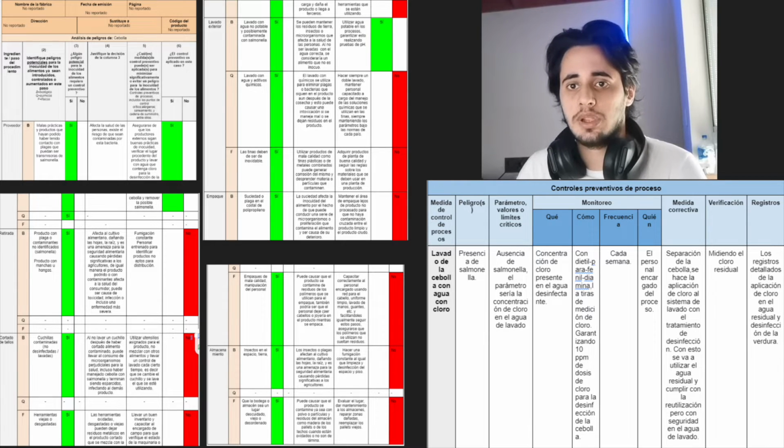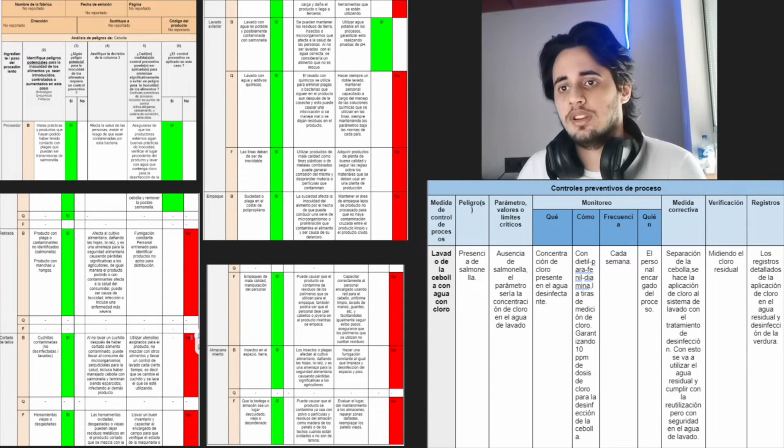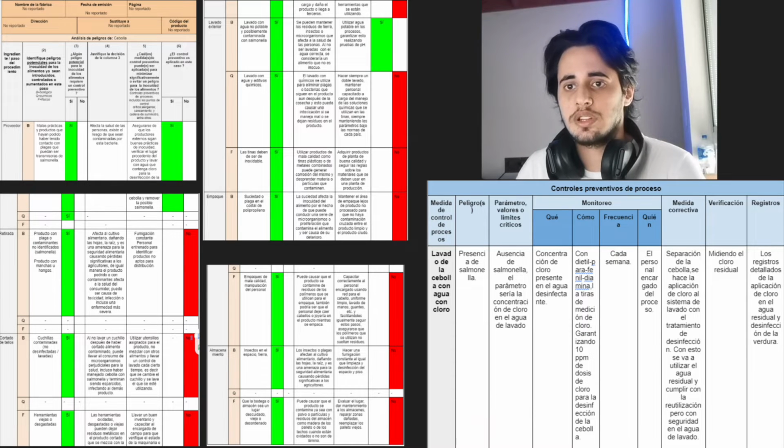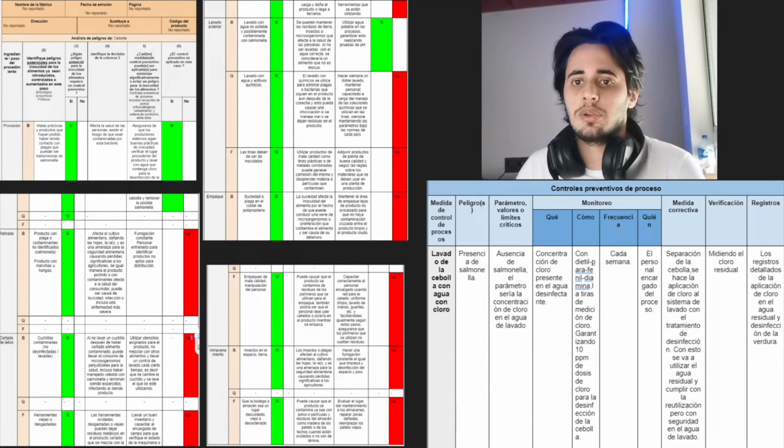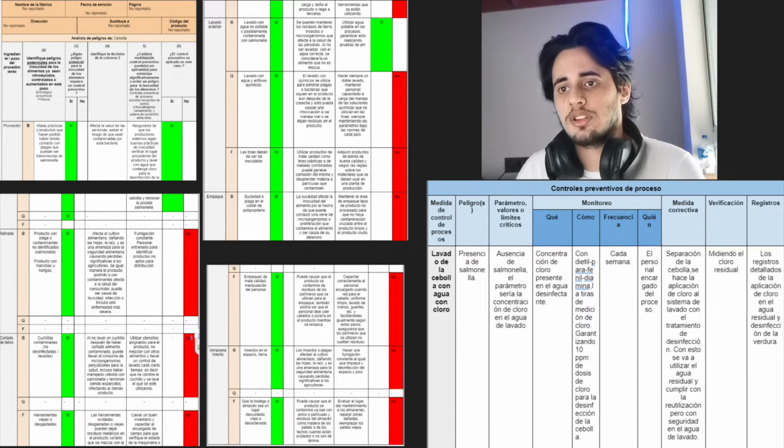The first step is knowing what the concentration of chlorine we're using is. The way to know this is by using a strip of diacetyl paraphenyldimine, which will tell us the concentration of 10 ppm to make sure it's the right amount. The frequency will be one inspection per week made by authorized personnel.